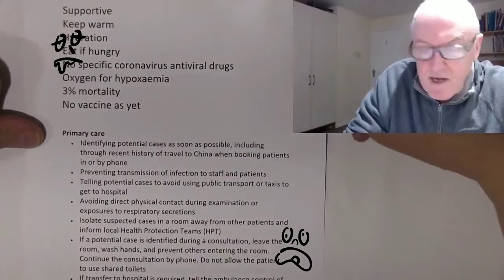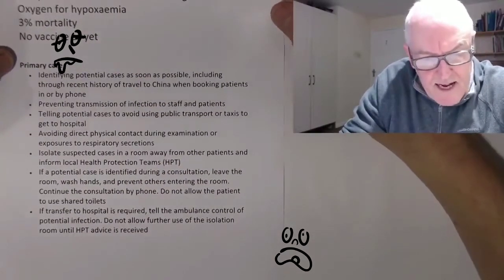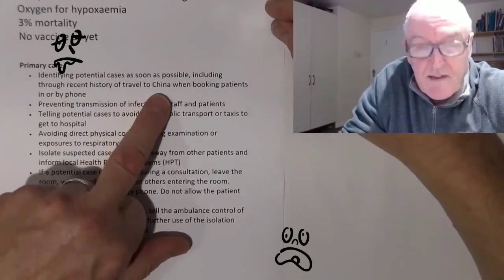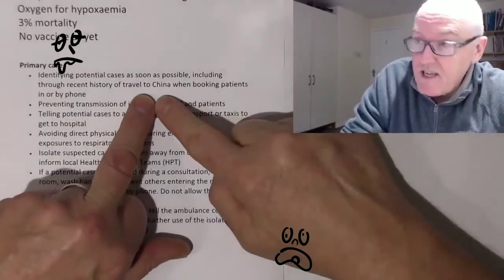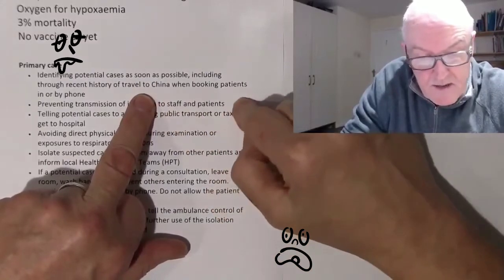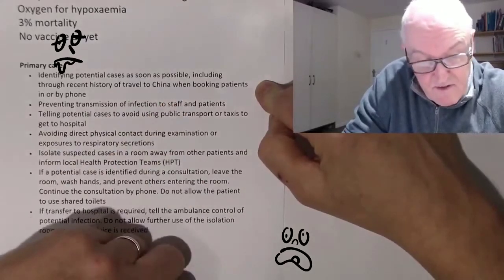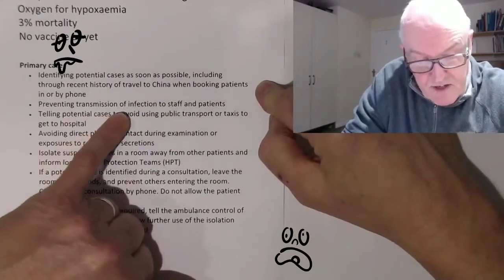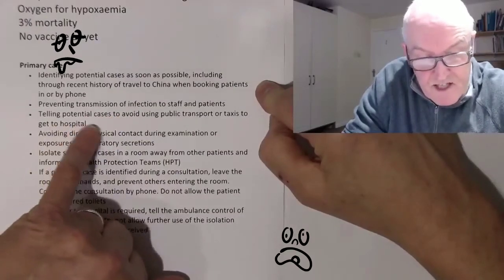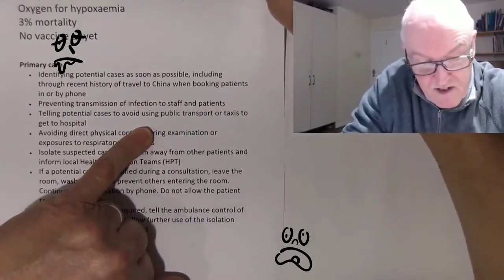And in the UK we've got some preliminary guidelines for primary care. Identify patients as soon as possible, including a thorough recent history of travel to an infected area. As the infection gets more diffuse, that could be from other areas as well as China. So get that history before we meet them face to face. Prevent transmission of infection to patients. Tell potential cases to avoid public transport, so we don't want people coming to see us on the bus where they're going to be spreading it all over the place.